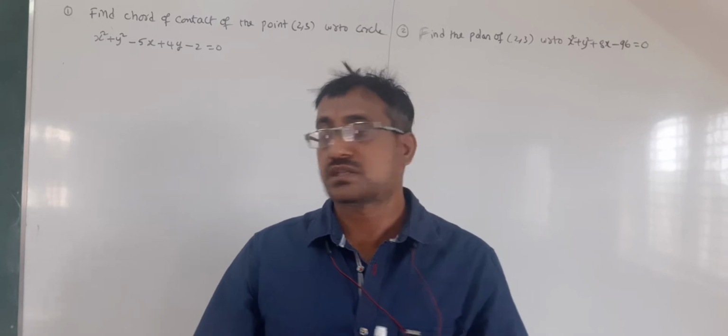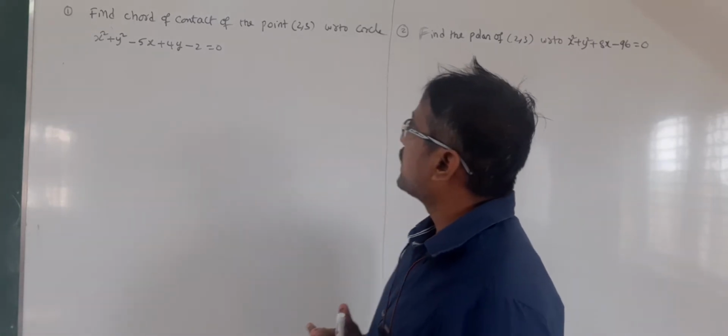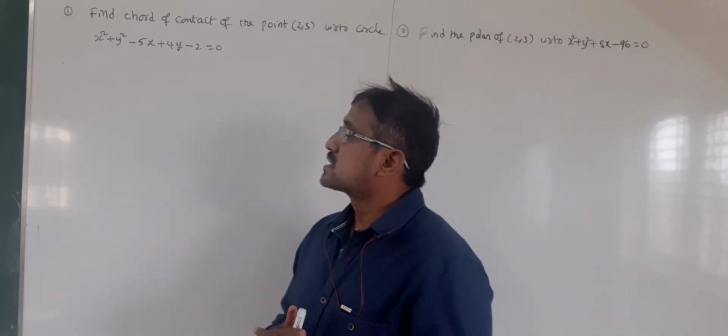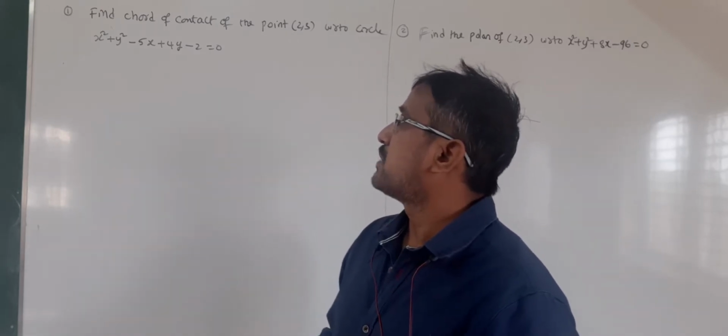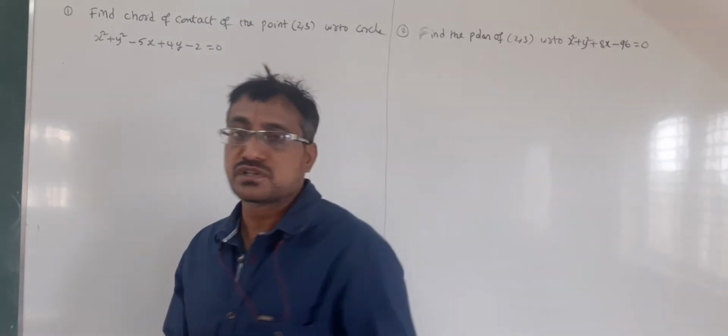Good morning, students. In this class, we are going to discuss the problems on those concepts which are explained in the last class. Find the chord of contact of the point (2, 3) with respect to the circle x² + y² - 5x + 4y - 2 = 0.